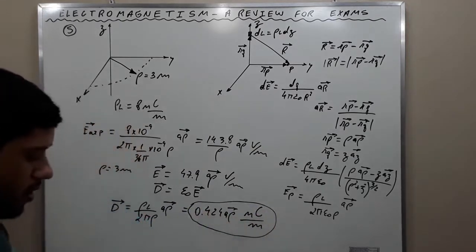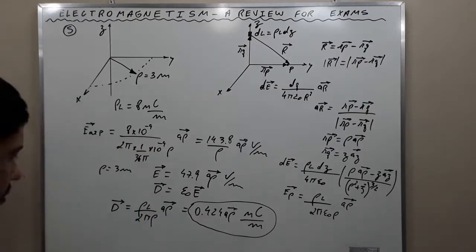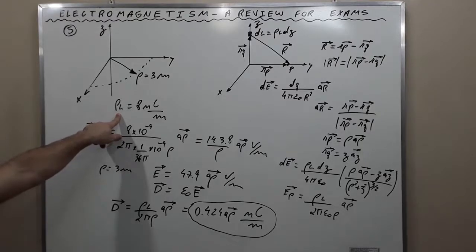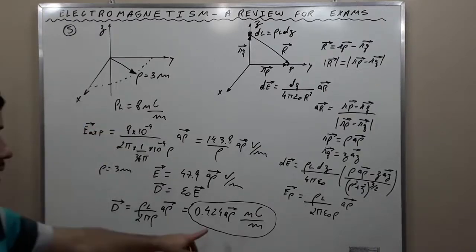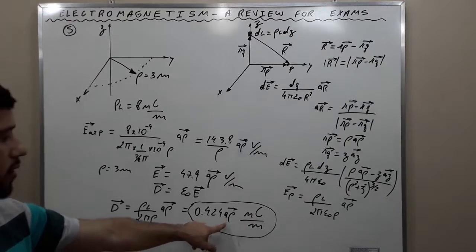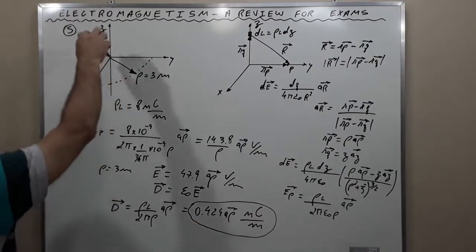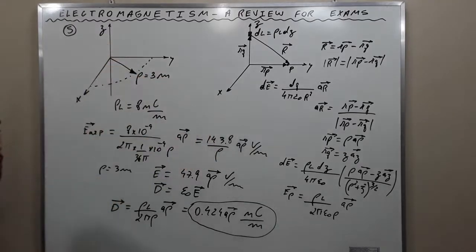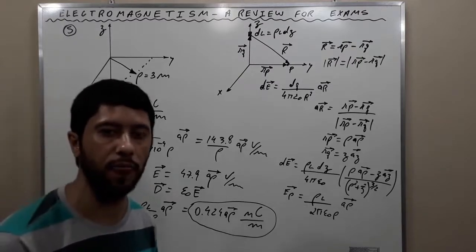The exercise wanted us to calculate the electric flux density D 3 meters away from a uniform line of charge of charge density equal to 8 nanocoulombs per meter, okay? And the answer is this value here in the A rho direction. The A rho direction is this direction here that goes away, pointing away from the charge. All right? This is all for exercise 5. Let's go to exercise 6 now.